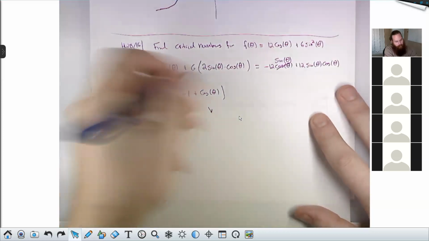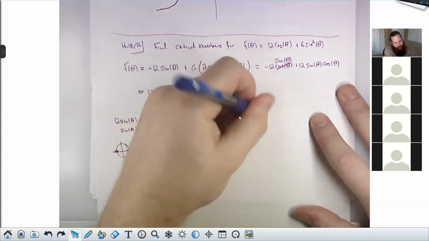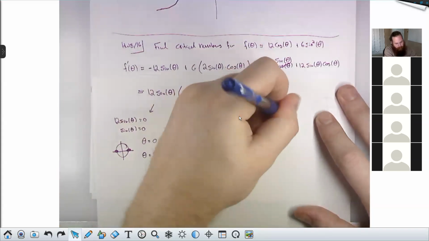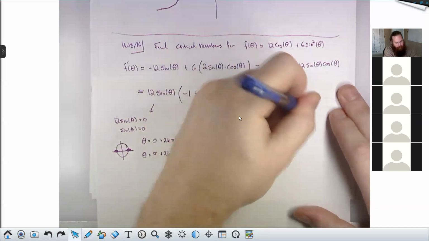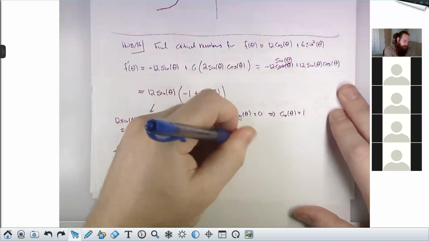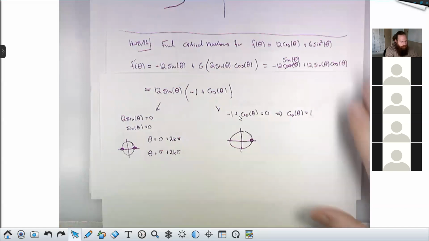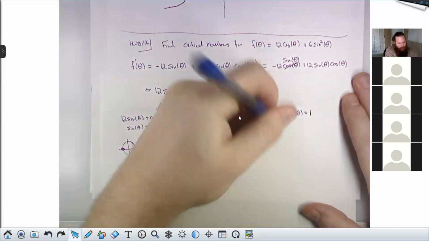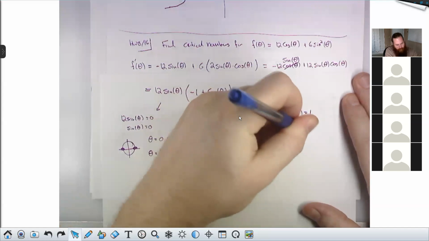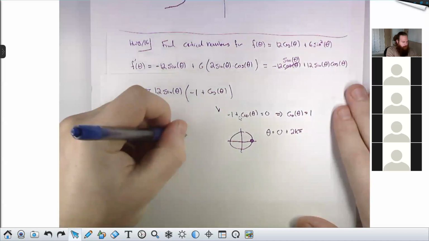And then from this guy, I'll have negative 1 plus cos theta equals 0, which is the same as saying cos theta equals 1. So I look on my unit circle for where cosine is equal to 1. That's this guy. So actually we have overlap either way, but definitely different solutions. So this is going to be theta equals 0 plus 2k pi.